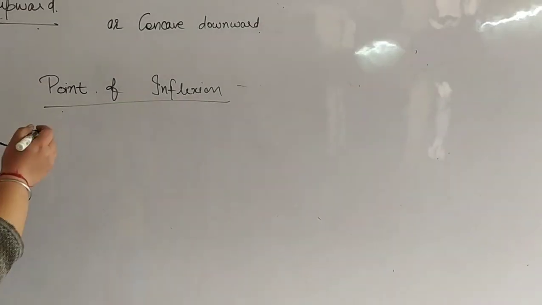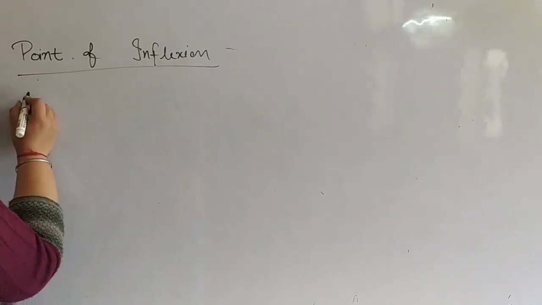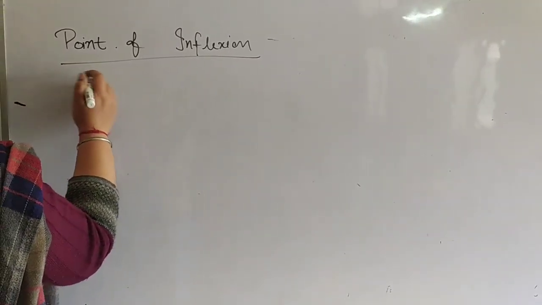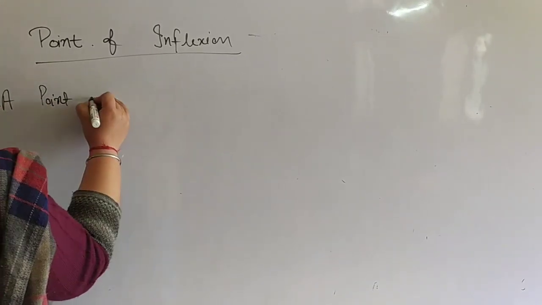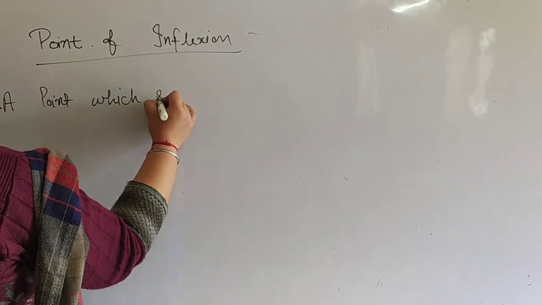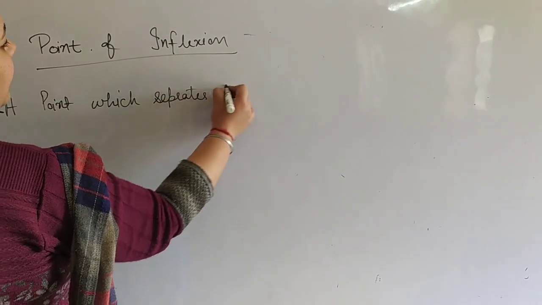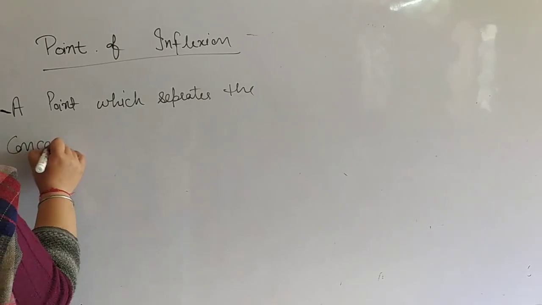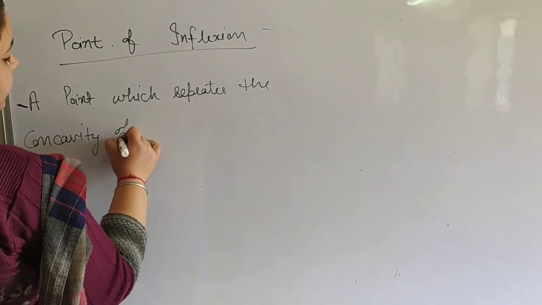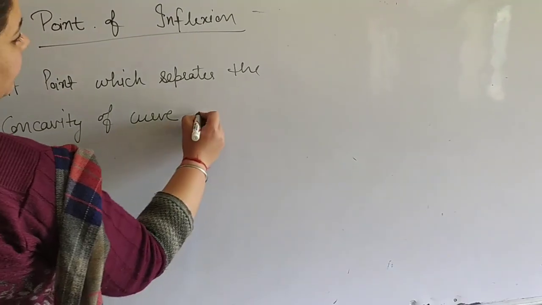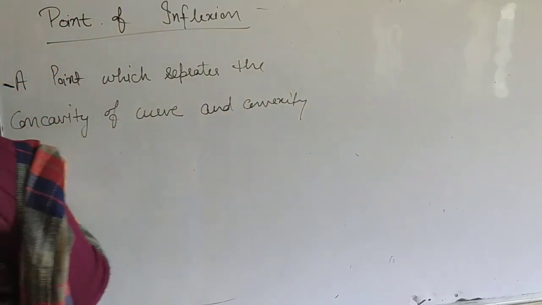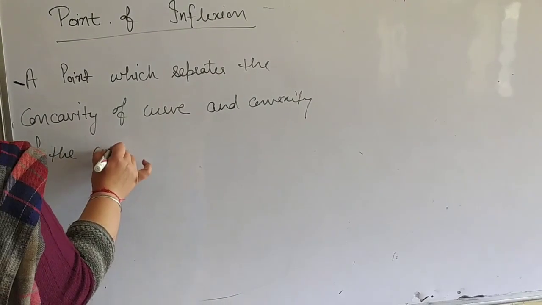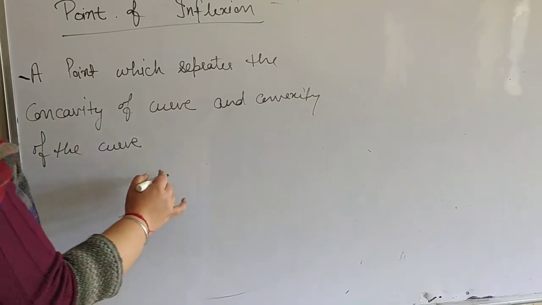Now we will learn about point of inflection. If we go by definition, a point of inflection is a point which separates the concavity of the curve and the convexity of the curve, or we can say that it is the point at which the curve changes its shape.